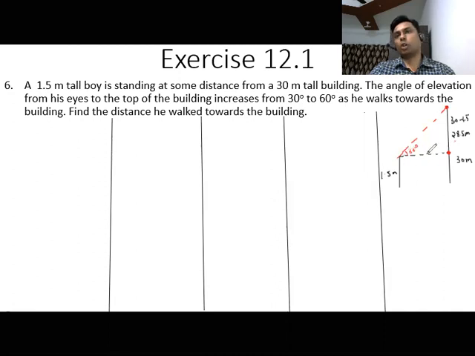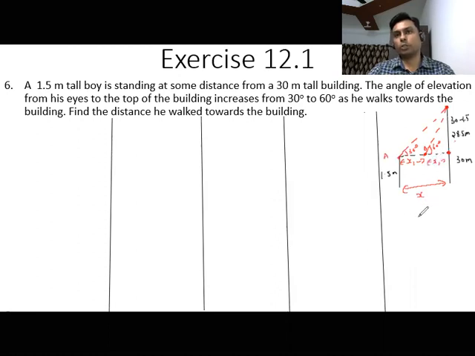Now the boy starts walking. This is point A. He walks and he reaches point B. At point B, this angle formed is now 60 degrees. They're asking us what is the distance he has covered. We'll call the distance x1. So from point A to point B, what is the distance? That is the question. Total distance, we will take it as x. And from B to the building, we'll take it as x2.